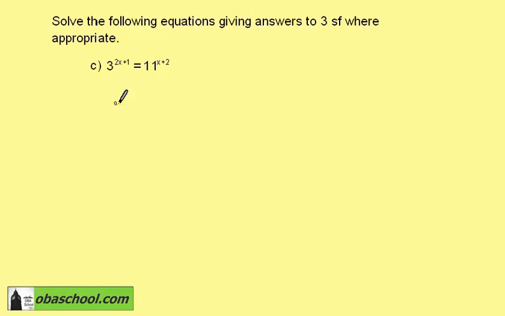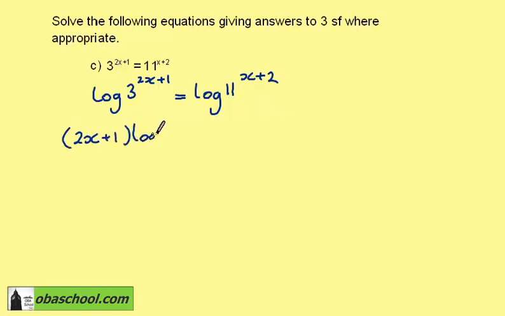We would have to solve this one by taking the log of both sides. If we do that, we get log of 3 to the 2x plus 1 is equal to log of 11 to the x plus 2. Using our index law, we get 2x plus 1 times log 3 is equal to x plus 2 times log 11.